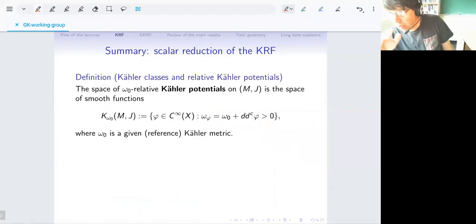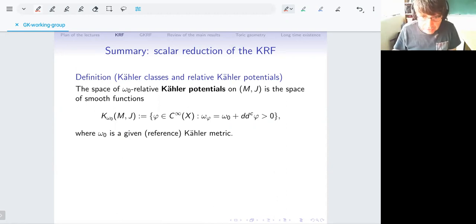So in summary, what's important for us to observe is that we have this reduction of the initial flow to a PDE, and this PDE is defined on a functional space. The functional space in question is the so-called space of Kähler potentials. So we fix an initial Kähler metric. We consider the smooth functions on our manifold for which omega 0 plus ddc of the function is positive definite. So this is an open subspace of the space of C infinity functions, modulo constants, by the way. Constants don't matter in this.